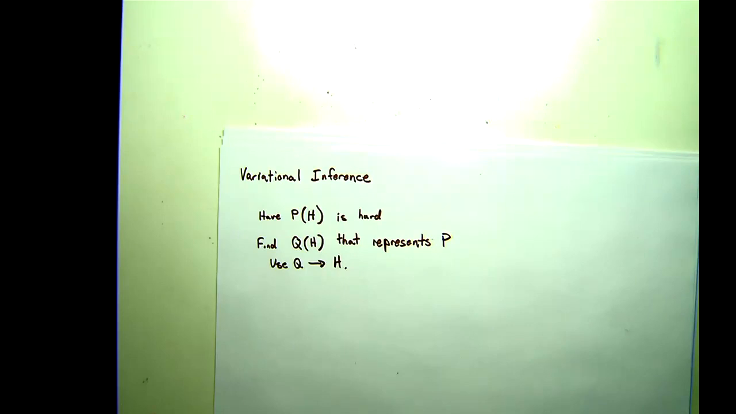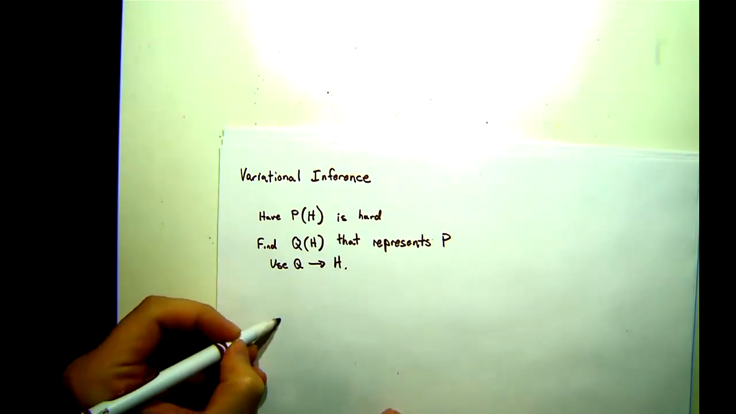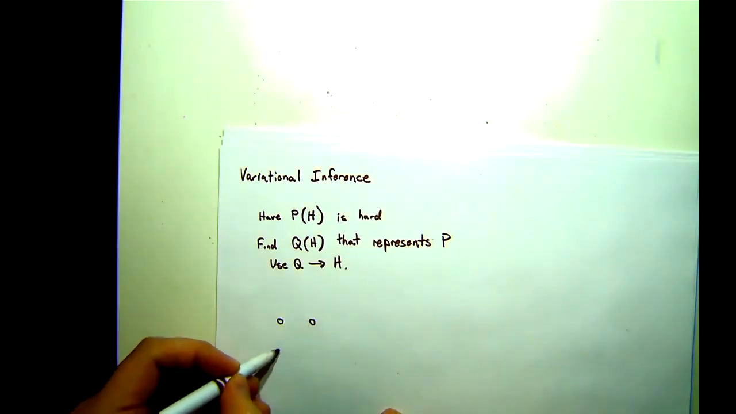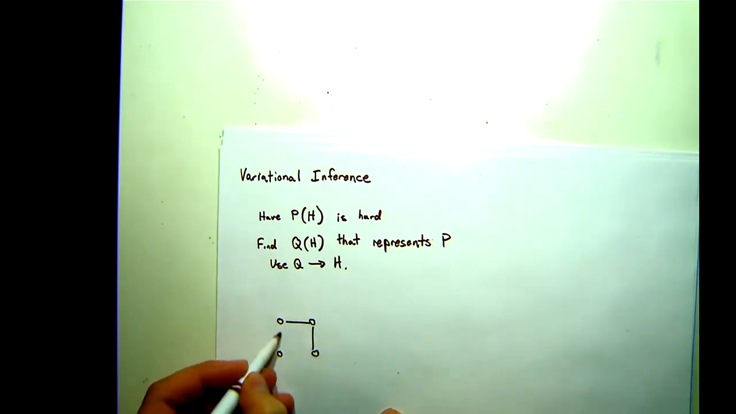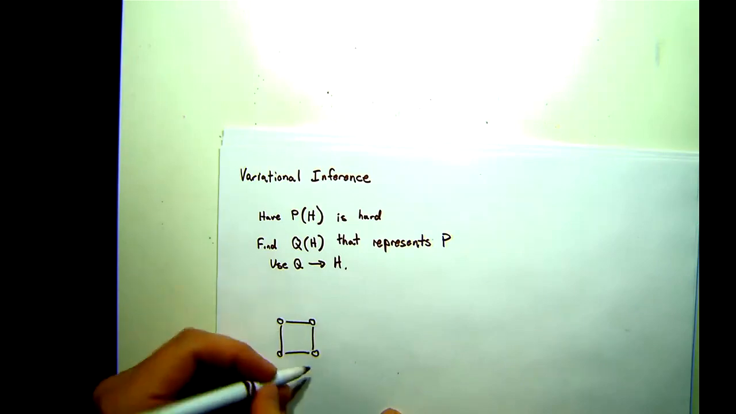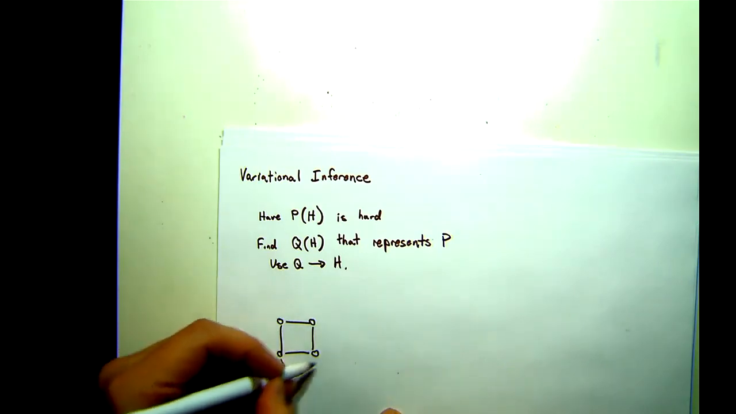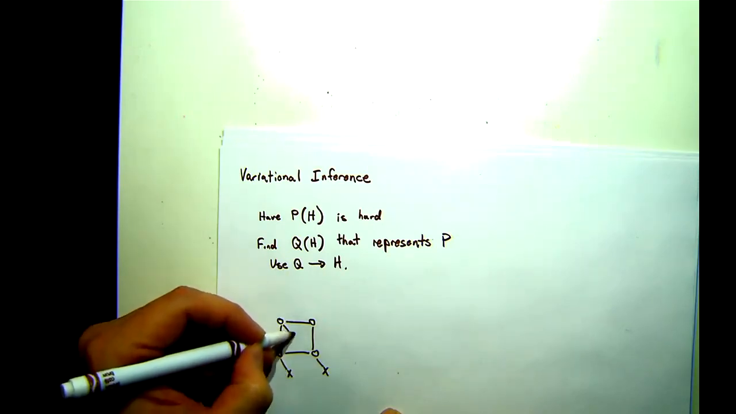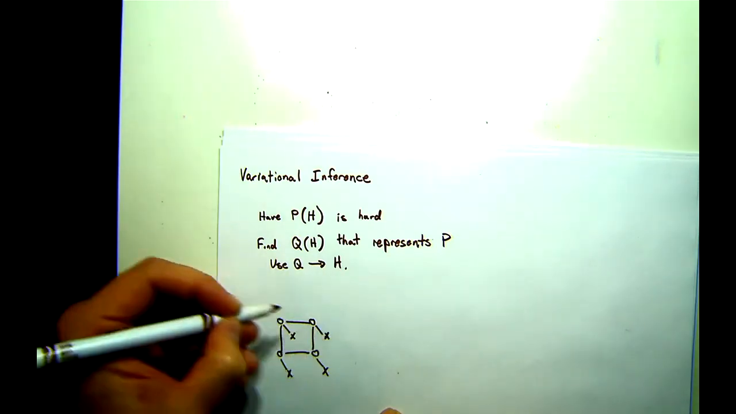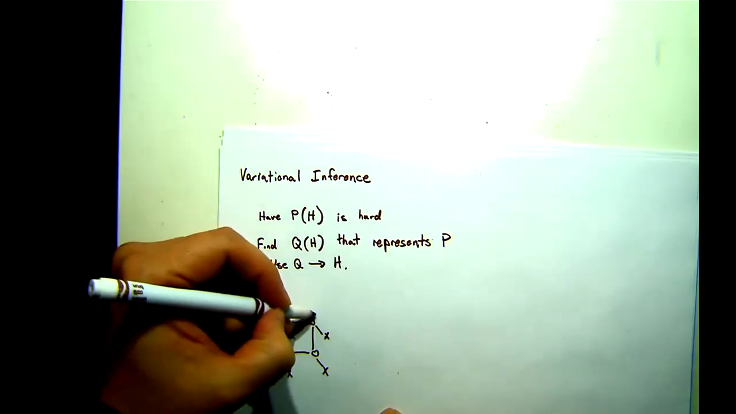So let me draw out an example. Let's say we have our image here. I'm just going to do 2 by 2. And then I have my x's. So we have h1 to h4.